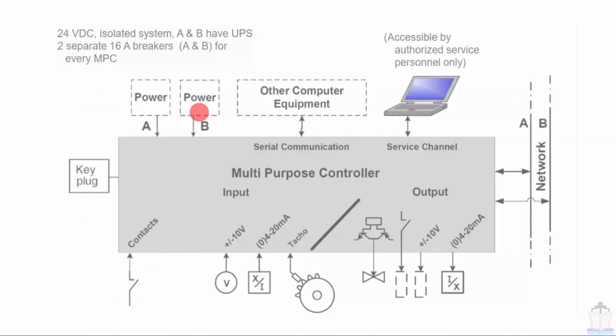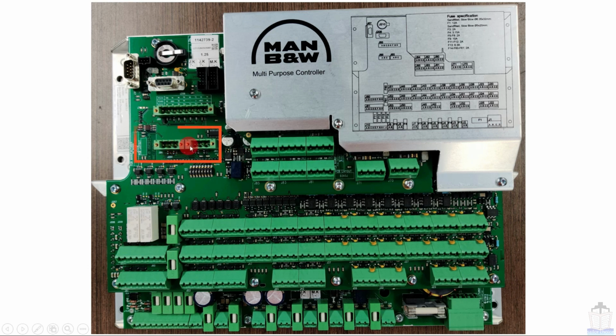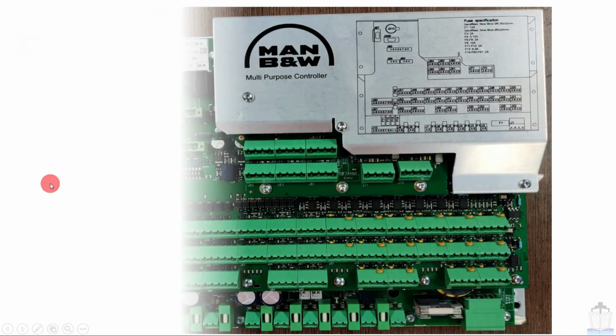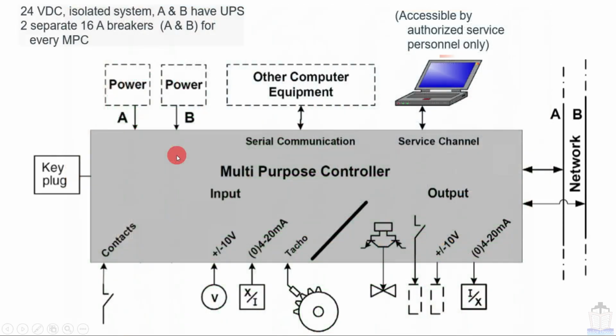Now moving to next, these are two network cables, A and B. So the network cables are located here. These are sockets for the network cable basically. Now this is the key plug. Key plug means dongle or ID key. So the ID key socket is here.